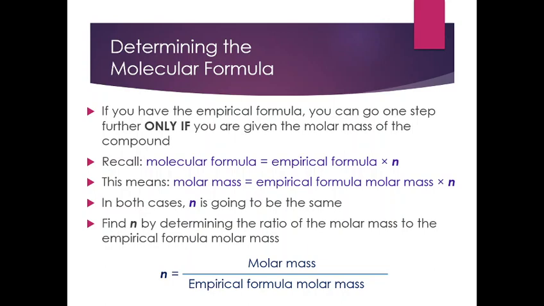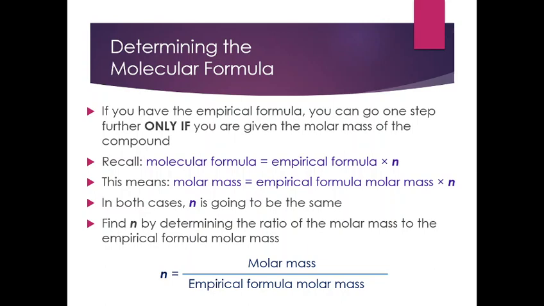If you are given the experiment inside of a lab, all you can figure out is the empirical formula. You need to have one additional piece of information if you want to be able to convert that empirical formula to a molecular formula. And the information you need to know is the mass of the molecular formula.